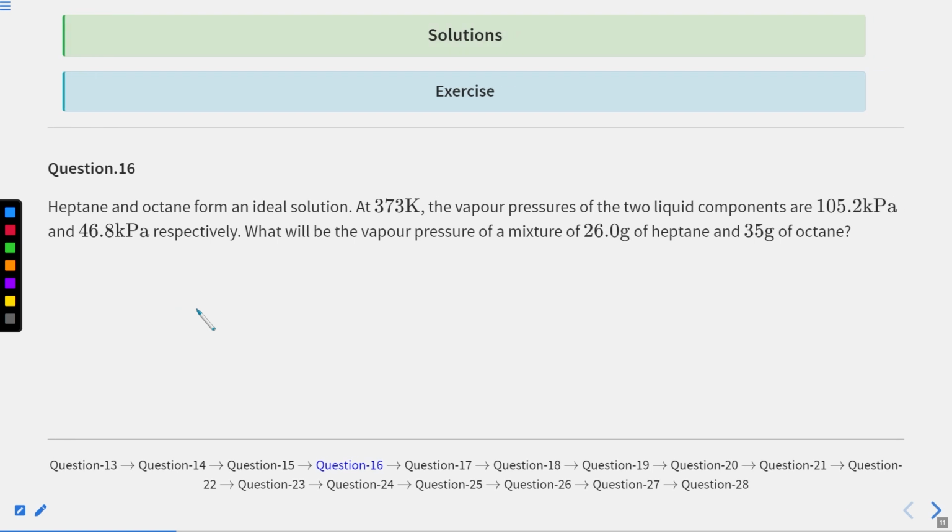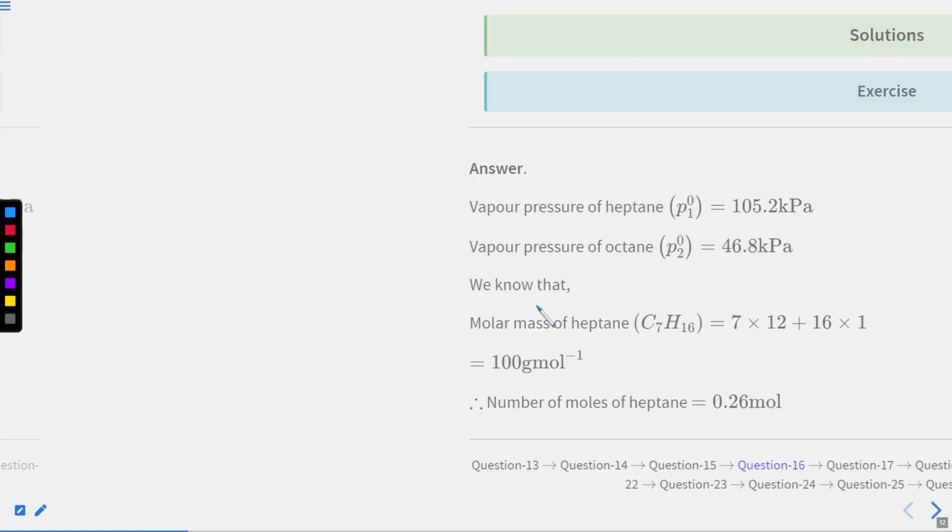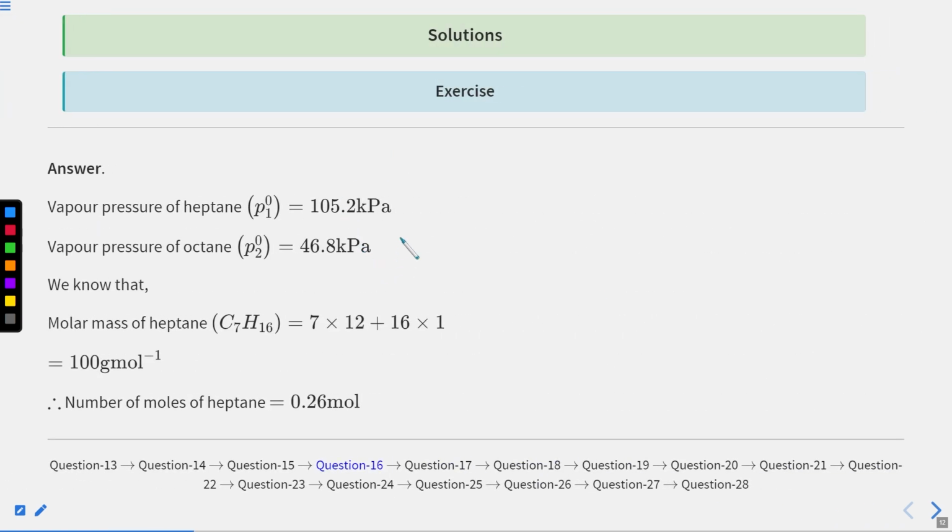Next question. Heptane and octane form an ideal solution at 373 Kelvin. The vapor pressures of the two liquid components are this and this respectively. What will be the vapor pressure of the mixture of 26.0 gram of heptane and 35 gram of octane? How will we calculate it? That is very simple to calculate. Okay, so first we'll calculate. We know that the vapor pressures of pure octane and heptane are this and this.